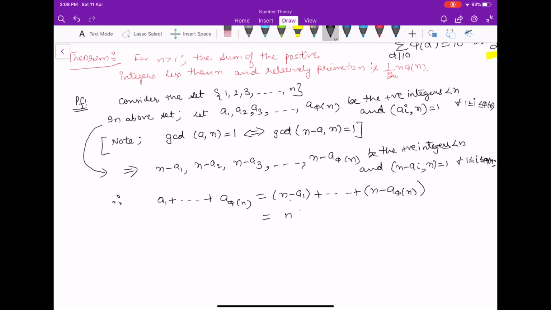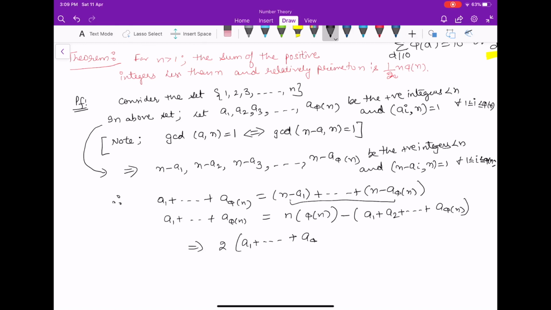n is repeating phi n times, because the total sum here is for phi n quantity, and then we have minus a1 plus a2 plus so on plus a of phi n. On both sides we have the same quantity a1 up till plus a of phi n, which makes it twice of a1 plus a of phi n, and this is equal to n times phi n. And this implies if I sum these numbers, it is half of n times phi n.